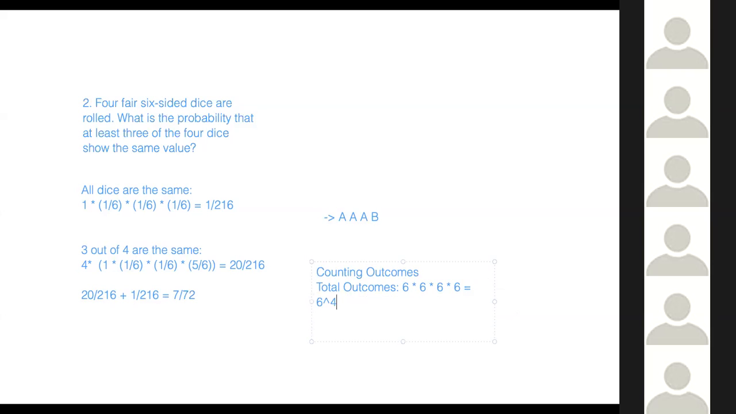Now we can count, of those outcomes, how many satisfy this criteria. The 4 rolls have to be either in the form AAAA or what we saw before, AAAB, or the B being somewhere else, AABA, and so on. So either all 4 being the same, or again, 3 out of 4 being the same. So how many outcomes have all 4 being the same?